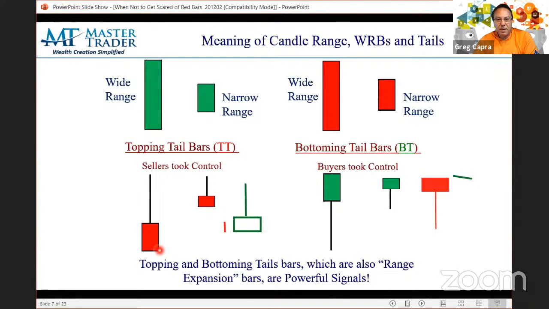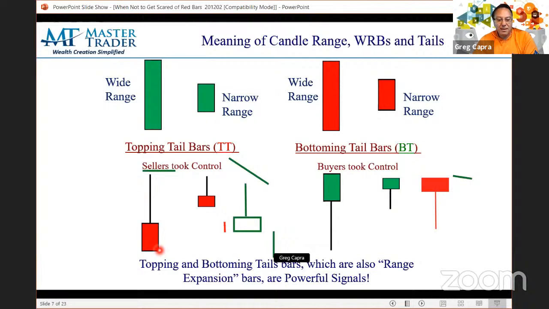And you can have green topping tail bars, which just means it closed above the opening price. So sure, we're just showing the most bearish and the most bullish, but you can have bearish but slightly bullish. But if it's in a downtrend, and it's at resistance, it still suggests it should go down.